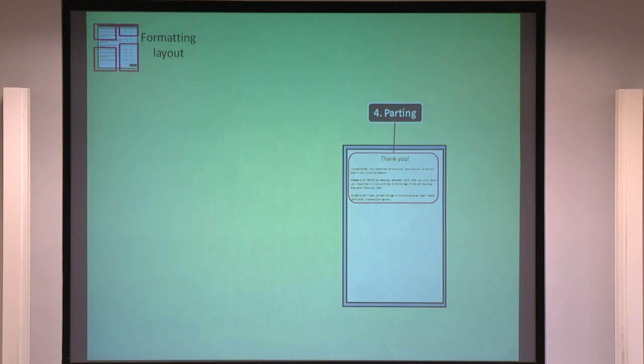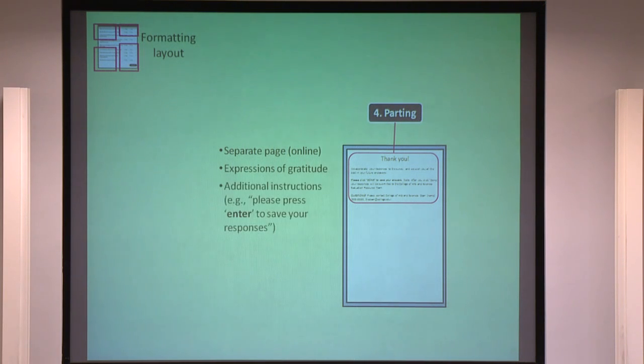Items we've talked about. Parting information. This should be on a separate page if the survey is online. Expressions of gratitude. Thank you. Additional instructions, so please press enter to save your responses, things like that. Contact information, and the address if it's a mailed survey. The reason for this is that very often, if you mail a survey out, you'll provide a self-addressed and postage-provided envelope. The address is there. People will lose that. And if they're still keen to send in the survey, they still have the address on the survey itself.